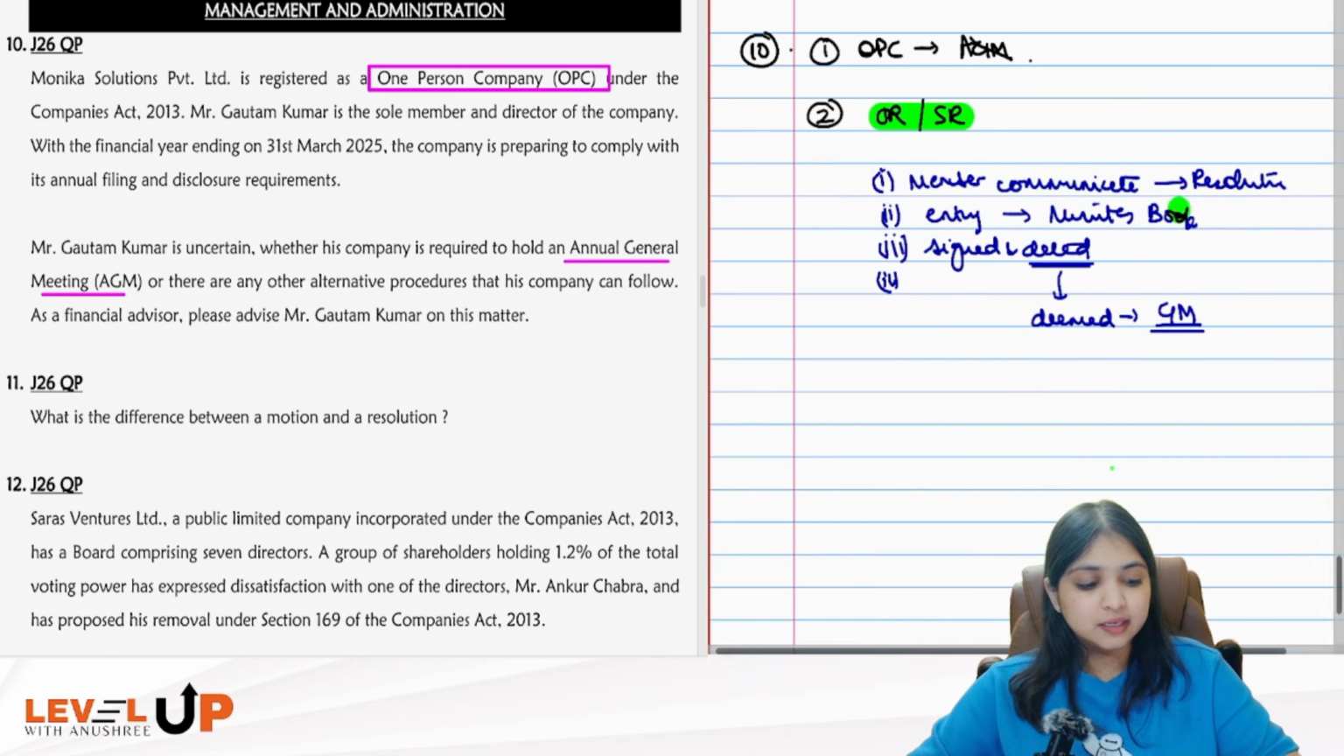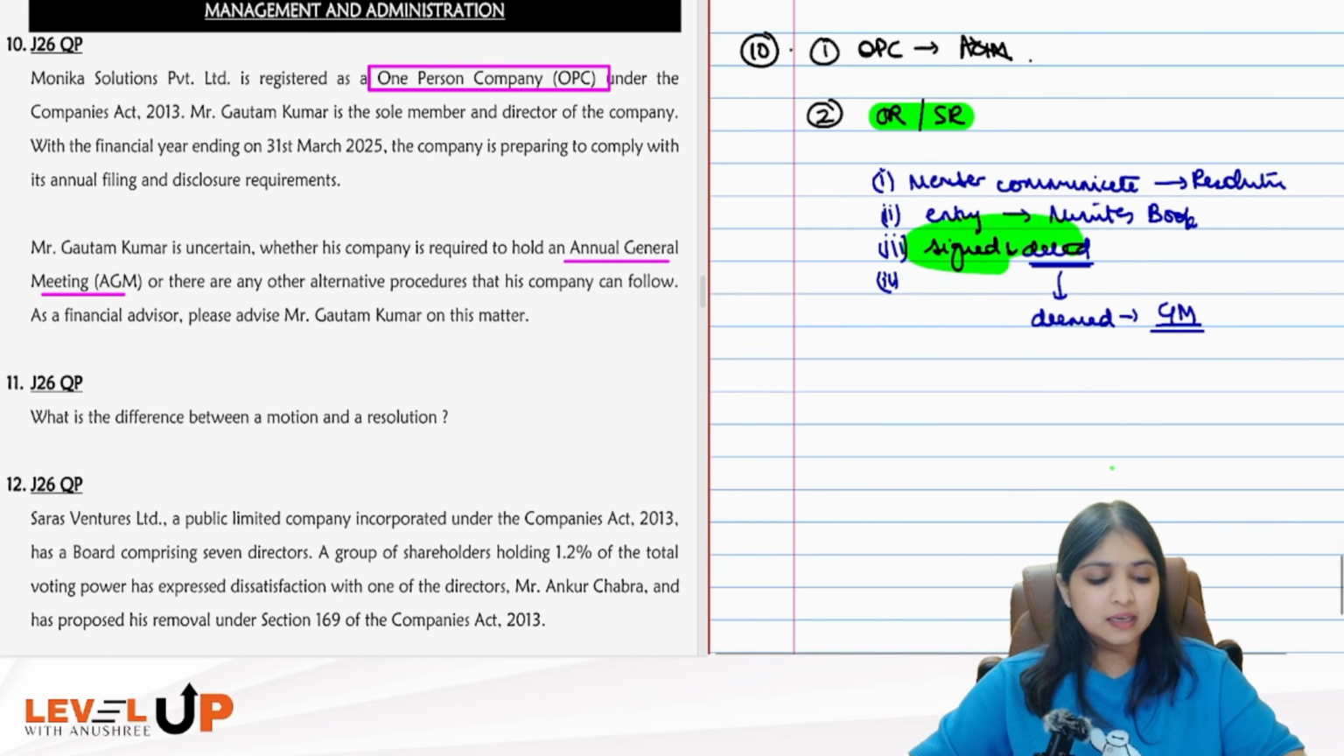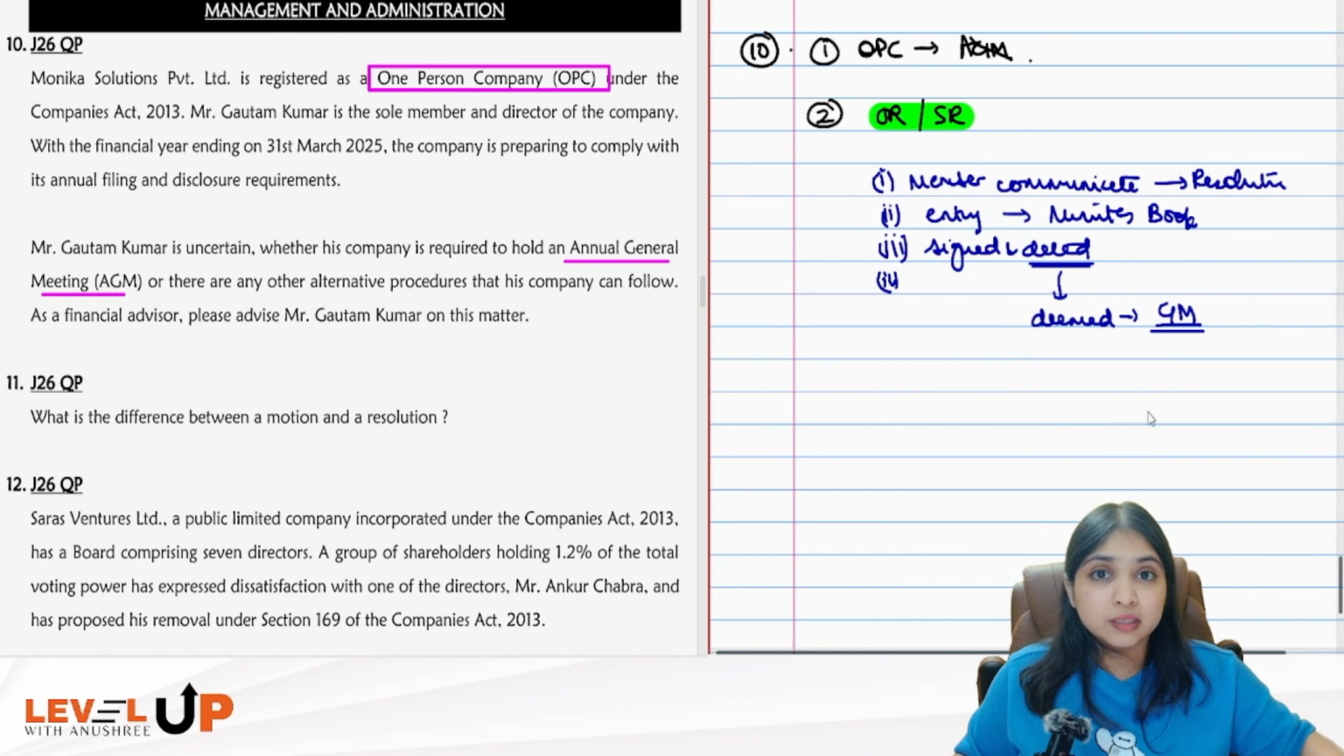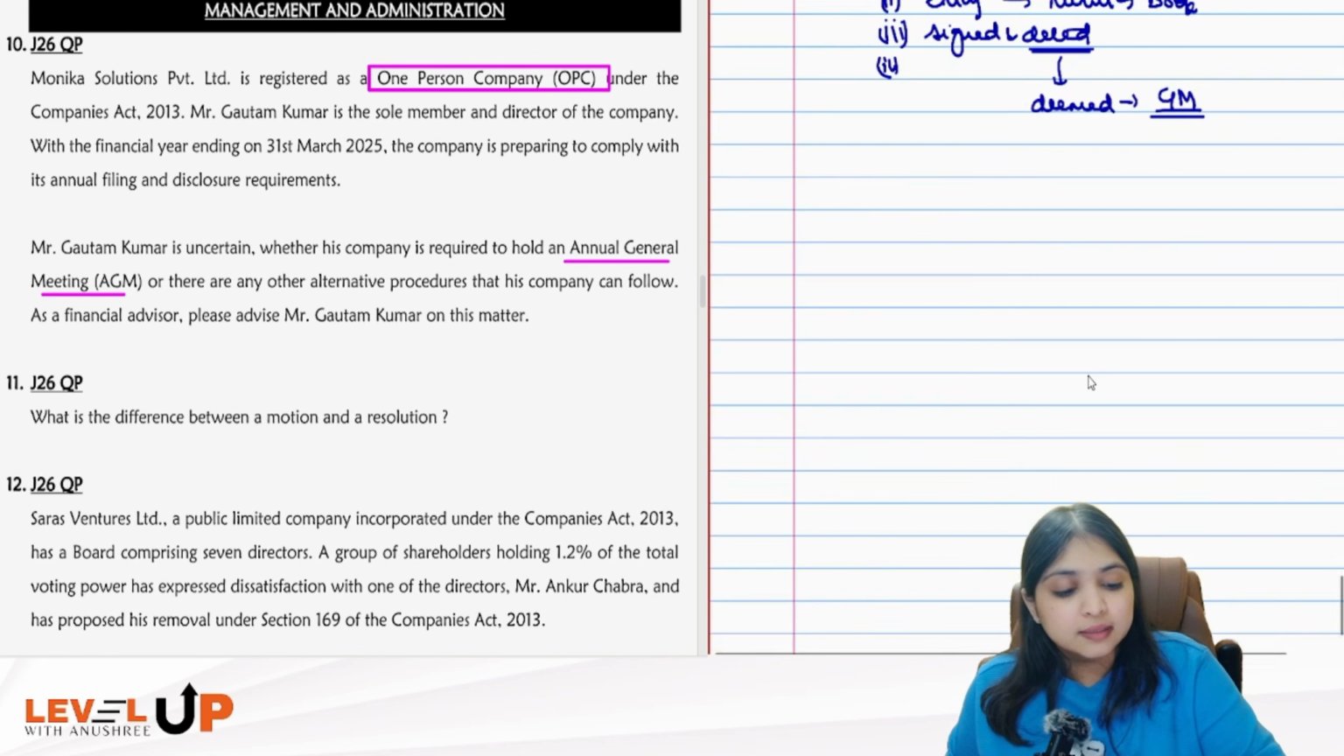Company will make the entry in the minutes book. Then this member will sign that entry and he'll put the date. Whatever date is put in the minutes book, that will be deemed to be the date of the general meeting. Similarly, there are some matters for which board resolution has to be passed.